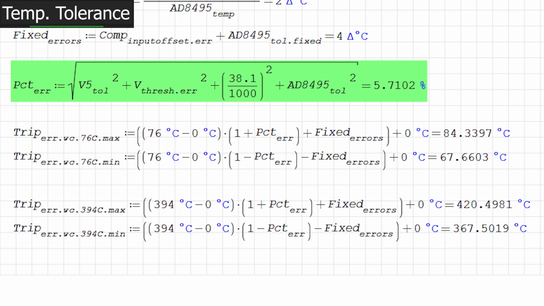Seems like a pretty decent trade-off. By the way, 17 degrees variance on a 76 degree threshold comes out to a tolerance of plus or minus 11%. Yeah, that fixed error feels pretty punishing here.